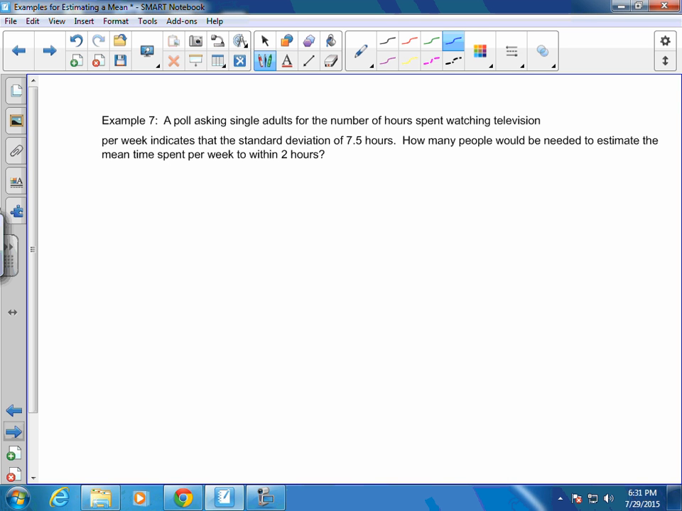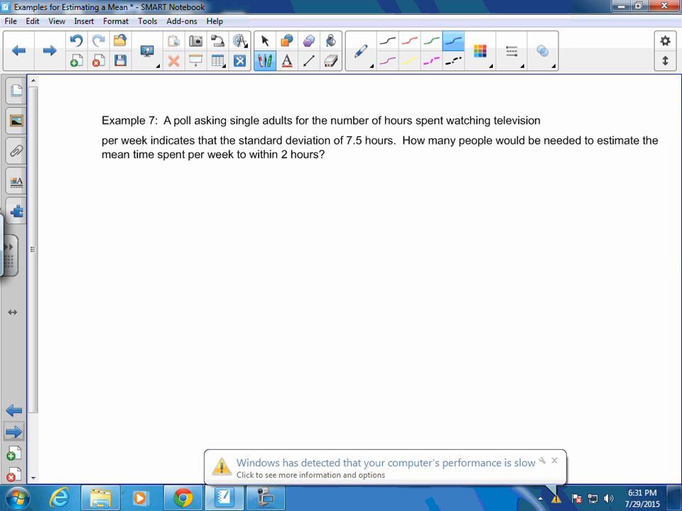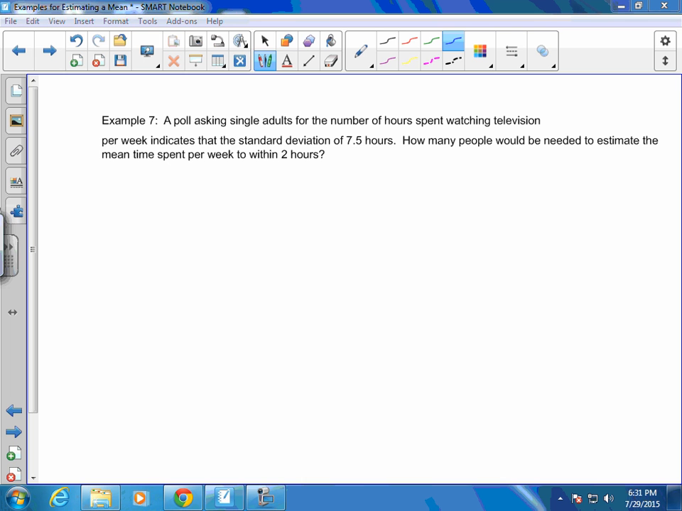All right, last problem here, then you can kind of take a breather and see how some of the homework goes. Again, just like with the proportion, we might want to be able to determine how large of a sample we need to obtain a certain margin of error. So a poll asking single adults for the number of hours spent watching television per week indicates that the standard deviation is 7.5 hours. How many people would be needed to estimate the mean time spent per week to within 2 hours?